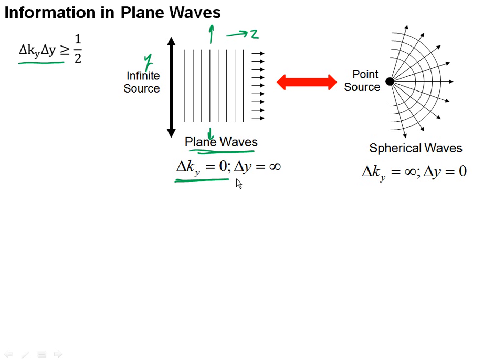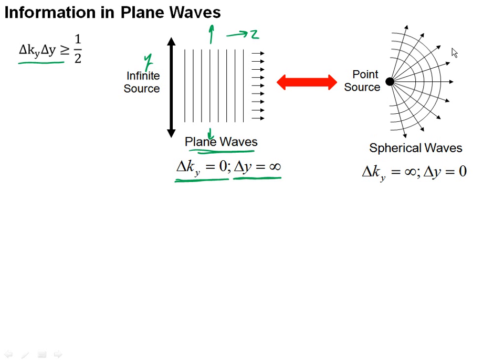Everything here is moving in the z direction. But we also know the extent of the wave in the y direction is infinite. And so the limit of an infinite extent in the y direction gives you zero wave vector in the y direction. Let's look at the opposite extreme, where essentially the waves emanate from a point source.